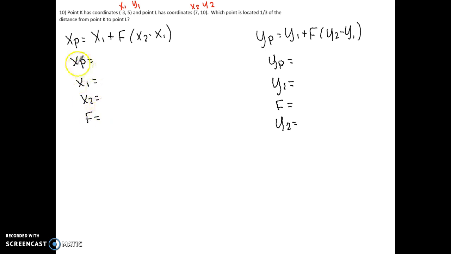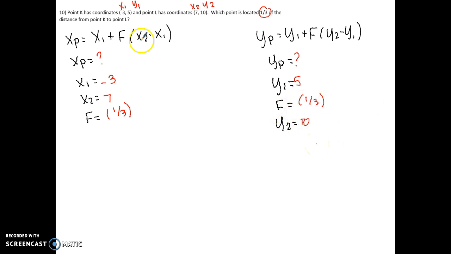Alright, so let's go ahead and look at our components. Do we know what this is? Not yet. x1 we said was -3. x2 is 7. And our fraction is right here, so we will say 1 divided by 3. For our y's, do we know yp yet? No. y1 is 5. Our fraction is 1/3. And our y2 is 10.